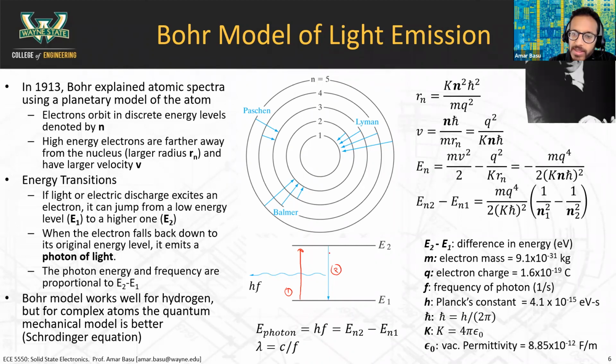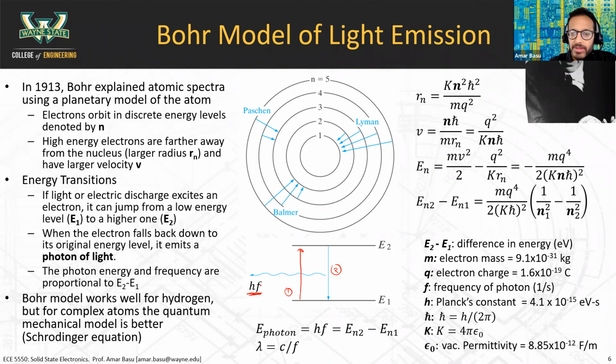Once it's in that higher energy state, it doesn't stay there for very long. We're talking about time scales of femtoseconds or something like that. It stays in the higher energy state for a very small amount of time, and then it comes back down to the lower energy state. Now when the electron falls back down to the lower energy state, it gives off light.